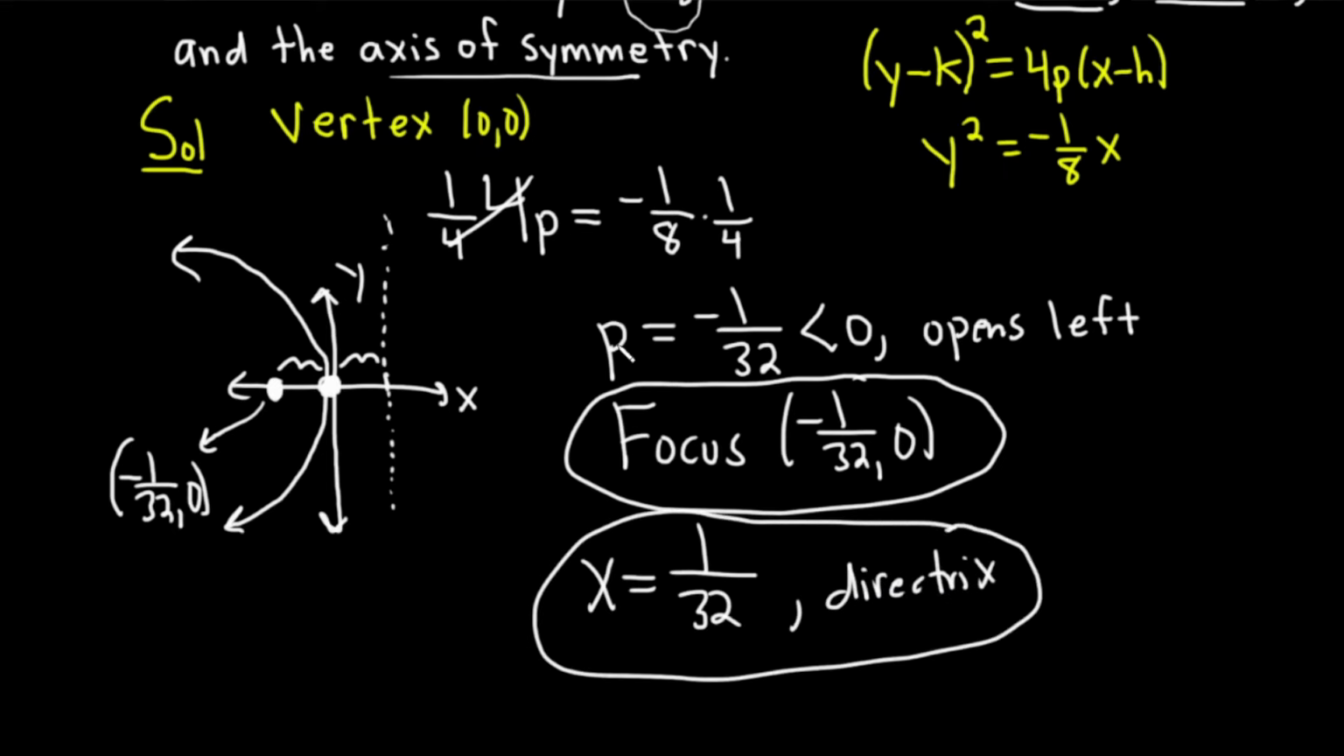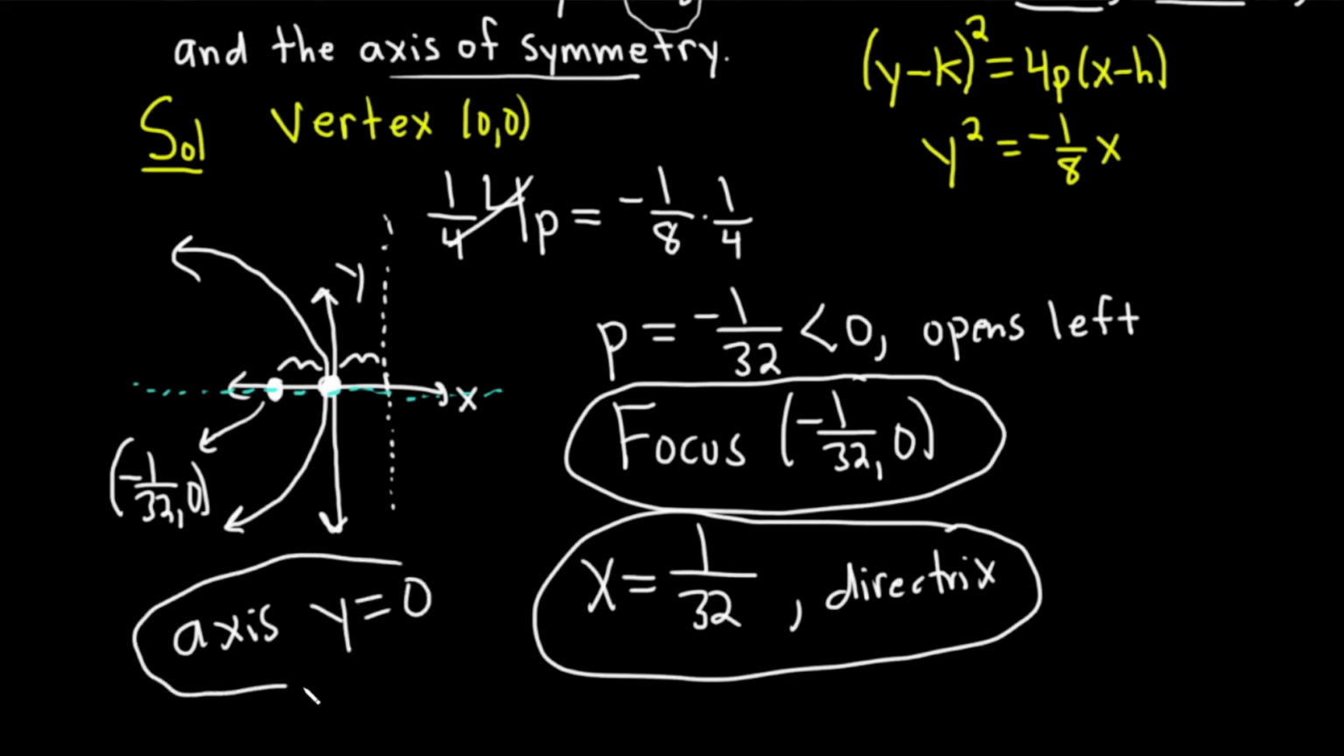Finally, the axis of symmetry is the line that cuts the parabola in half. It's going to look like a line that goes right through the middle like this. Since it's on the x-axis, that line is going to be y equals 0. So those are the answers to the question.